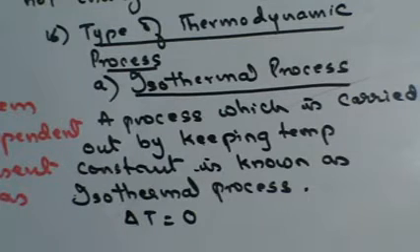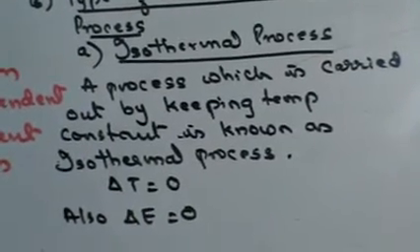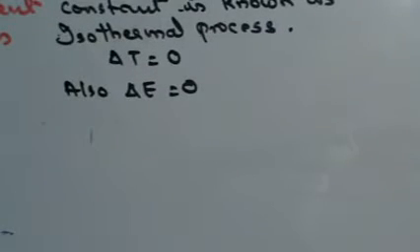Now, if the temperature has to be kept constant, that means there should be no exchange of heat between the system and the surrounding. The temperature will remain constant if there is no exchange of heat between the system and the surrounding. That means the internal energy of the system will also not change. So in an isothermal process, not only is delta T 0, delta E is also 0. That is, there is going to be no change in the internal energy of the system. Right? Do we understand this?